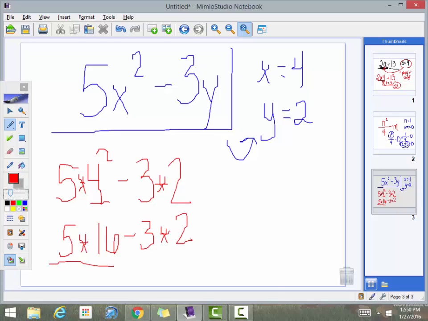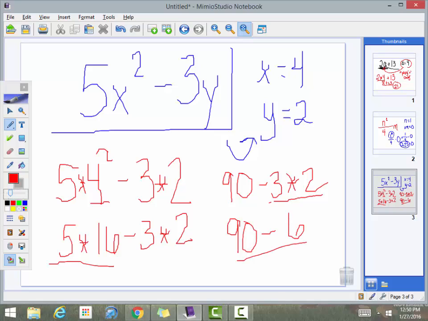From left to right, I'm going to solve the first multiplication problem. So 5 times 16 is 80. Rewrite everything else down. Still on that multiplication part of that triangular pyramid we've been talking about in class. 3 times 2 is 6. And wrap this up. Our final answer is 74.